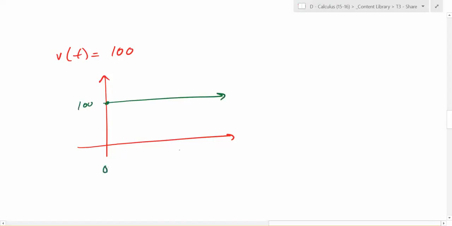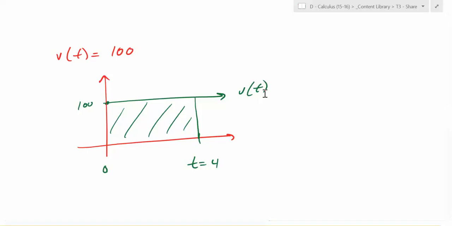And let's say time equals 0, and then time equals 4 right here. This area would represent the total distance traveled, right? If you go 100 feet per second for 4 seconds, how far have you gone? You go 400 feet, right? That's the area of that box.